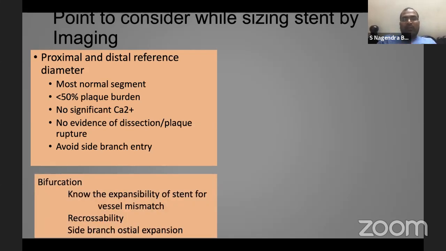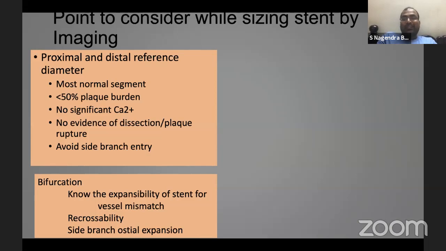Also note that when you are dealing with a bifurcation lesion, you should know the expansibility of a particular stent. Another advantage of doing imaging is, okay, the distal reference is 2.5 and the proximal reference is 4.5, and there is no stent that is going to go from 2.5 to 4.5. So what is the stent length there? Should I go with two stents? If it is two stents, what is the first stent? Is it 2.5 into 28 or 2.5 into 18? What is the mid-wall to mid-wall length in the proximal segment? Can I take a 4 stent there? These are all the questions that you have to keep in your mind when you are dealing with stent selection and sizing based on imaging.